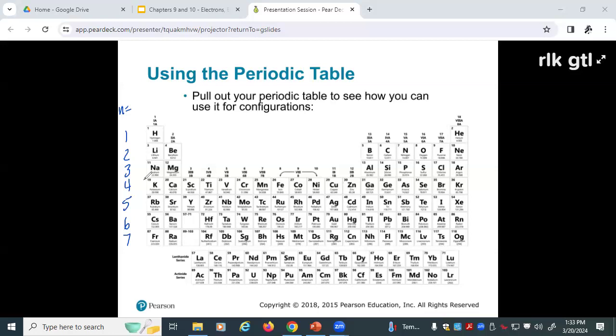The next thing that I want you to do is make some kind of mark over the first 2 columns of the periodic table and label that grouping S.